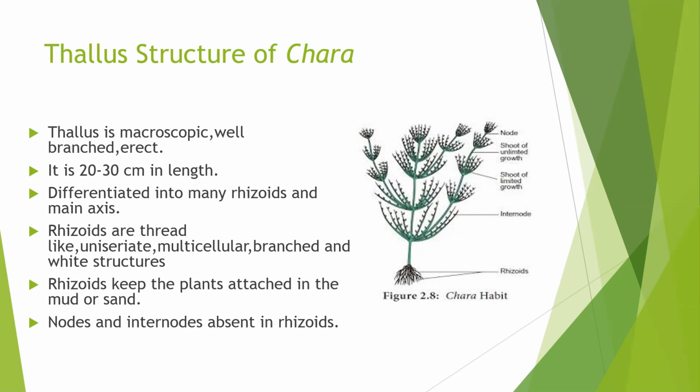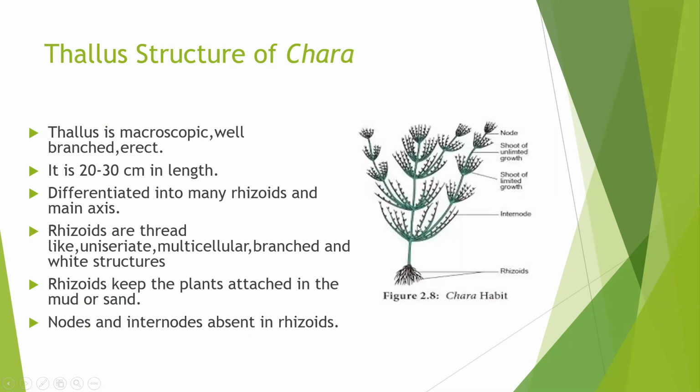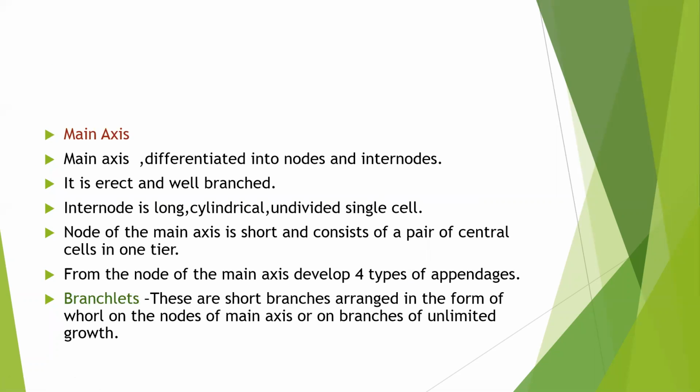The plant thallus is differentiated into many rhizoids and the main axis. These are the rhizoids and this is the main axis. Rhizoids are thread-like, uniseriate, multicellular, branched and white structures. Rhizoids keep the plants attached in the mud or sand. Nodes and internodes are absent in rhizoids.